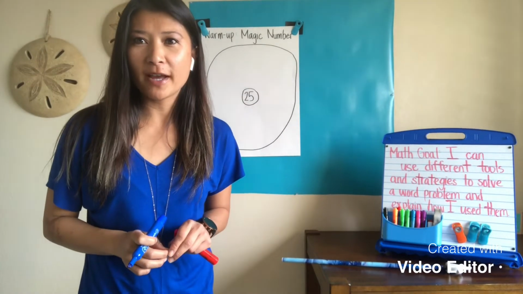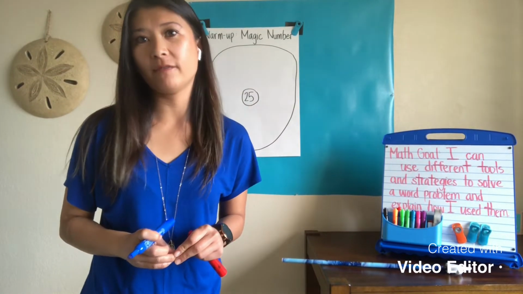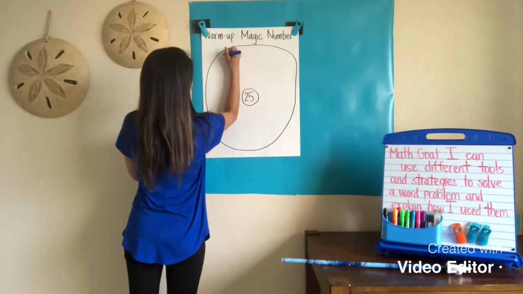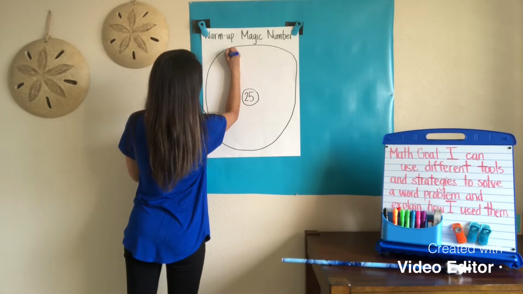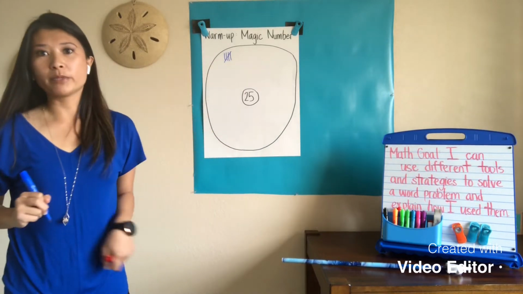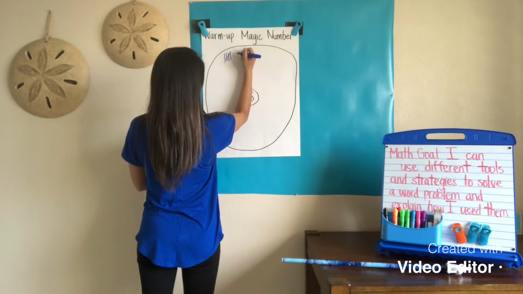Alright, so hopefully you've had some time to show me all the different ways that you can write the number 25. So let's brainstorm some ideas together. One way that we can show a number is using tally marks. If you remember, tally marks are actually in bundles of 5. So watch how I show the number 25 using tally marks really quickly.